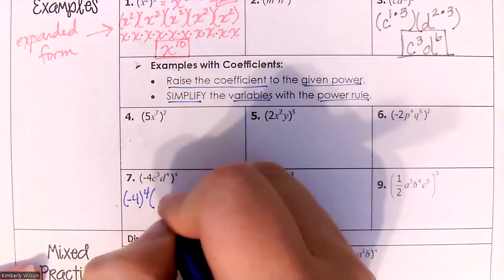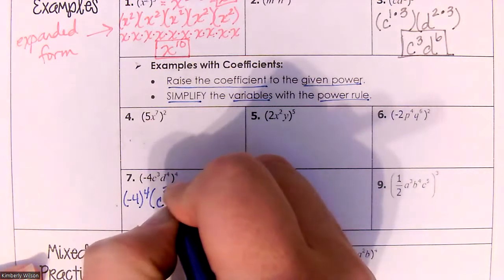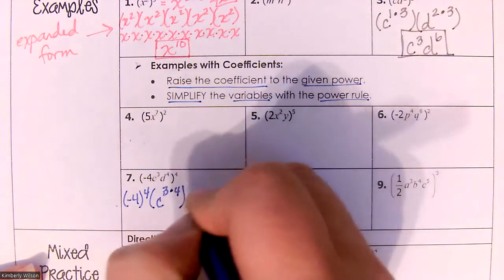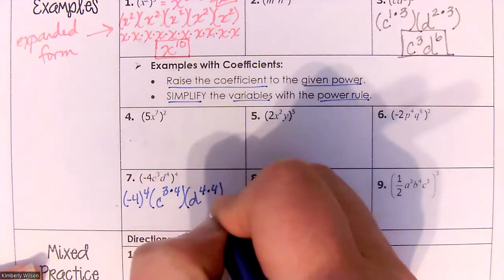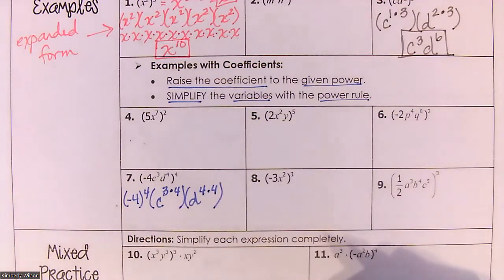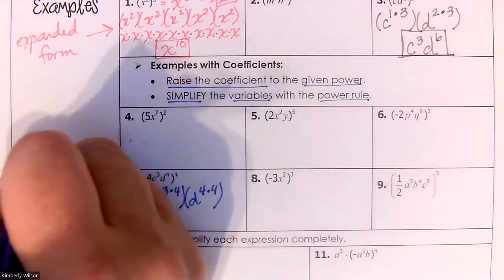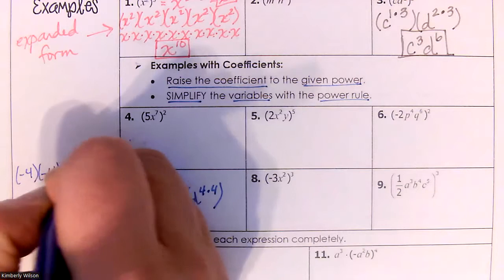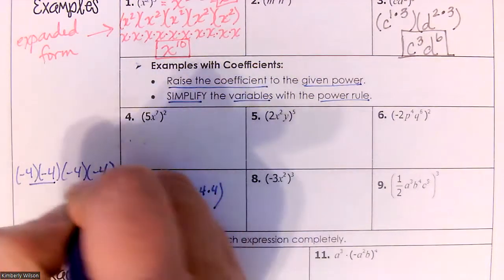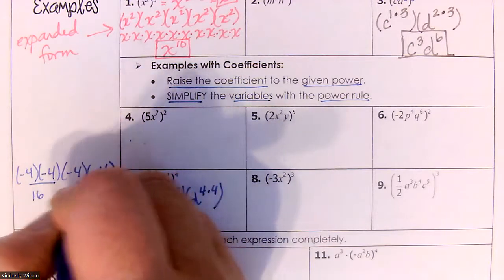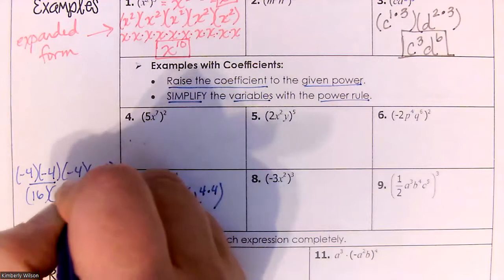Then I'm going to have c to the 3 times 4 and d to the 4 times 4. Okay, now of course you remember that -4 to the 4th means it's -4 times -4 times -4 times -4, which means that's going to be a positive 16 times a positive 16.